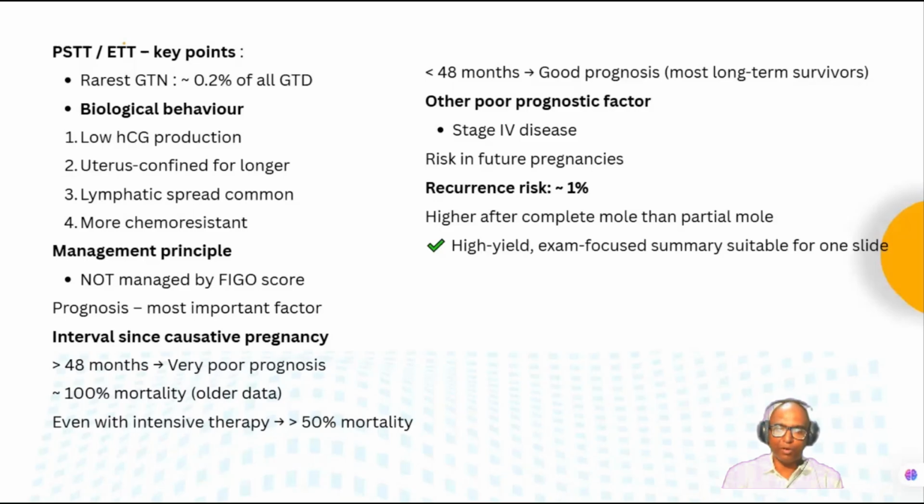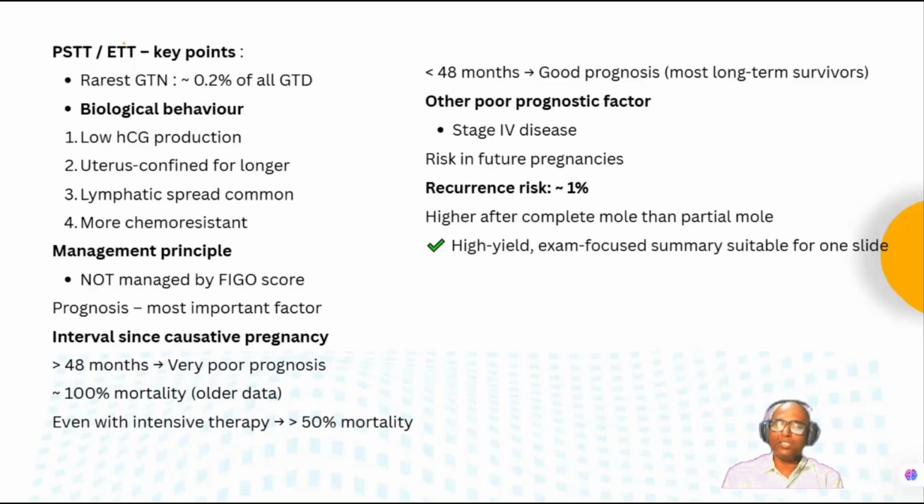very poor. There is a 100% mortality, and even with intensive therapy, more than 50% there is a mortality. But if it is diagnosed within 48 hours of the pregnancy event, then there is a good prognosis. There is a long-term survival in these particular cases. Other poor prognostic factor is the stage 4 disease. Risk in future pregnancy, there is a recurrent risk of 1% of PSTT and ETT.